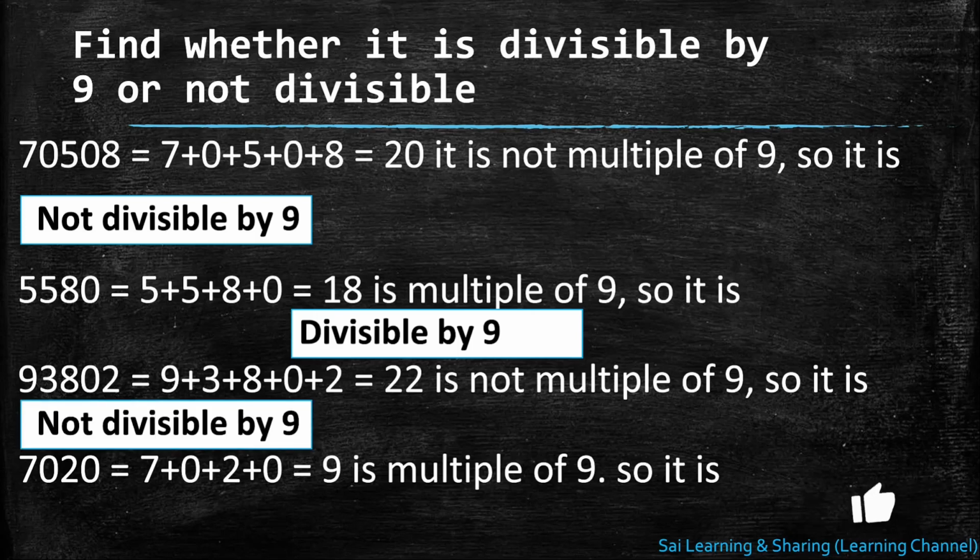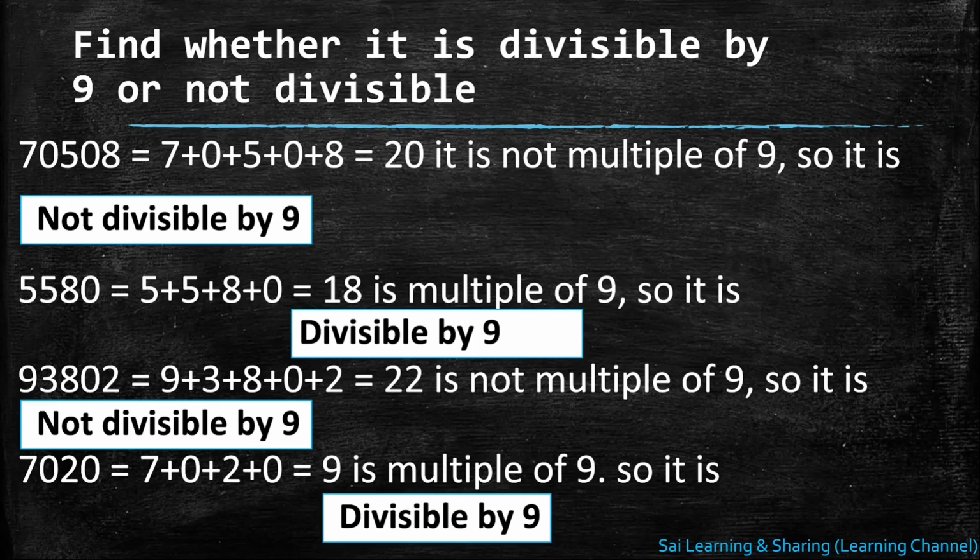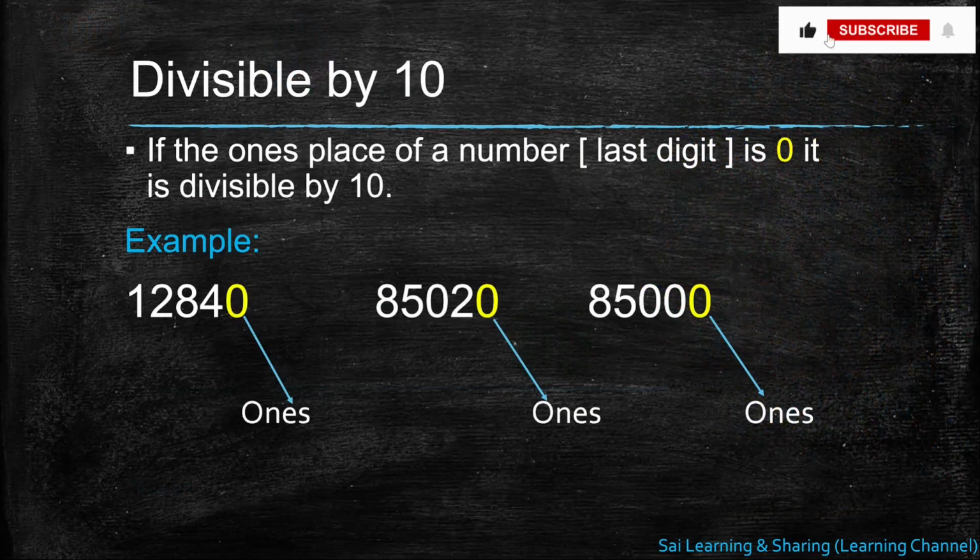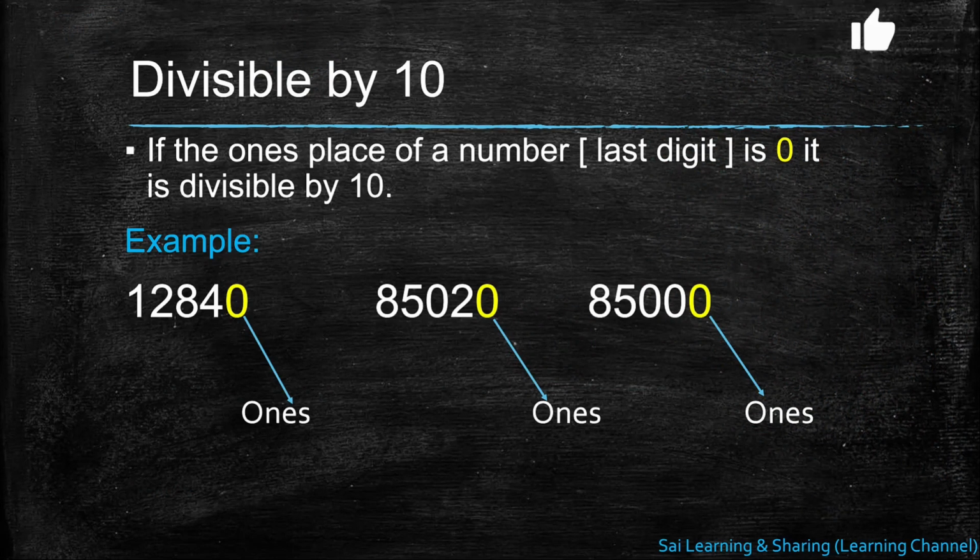The last one, 7,020. When we add the digits, we get the answer as 9. And hence 9 is a multiple of 9, so it is divisible by 9. Divisible by 10. If the ones place of a number is 0, it is divisible by 10, which is, if the last digit is 0, it is divisible by 10.